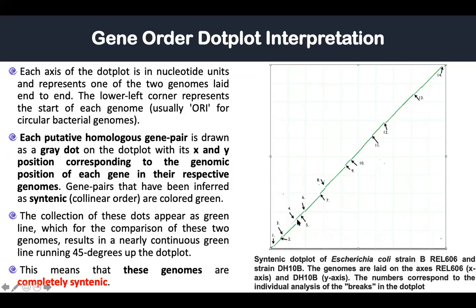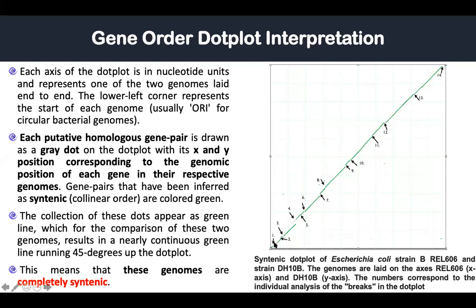So you can see that an almost continuous line is formed. So you can interpret that they have a very similar gene arrangement in both the genomes, right? So this means that these genomes are completely syntenic. That means completely similar, and so they share a common ancestor. But from the name, you can see they are both from the same species, E. coli. They are just different strains, right? So this is one interpretation you can make.